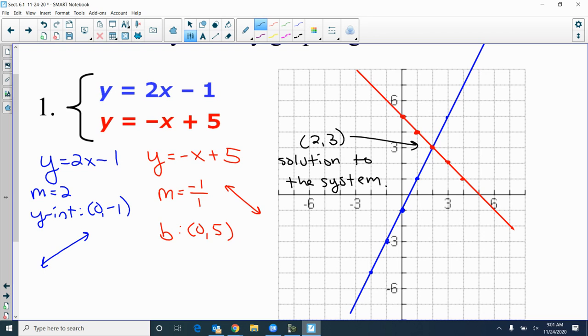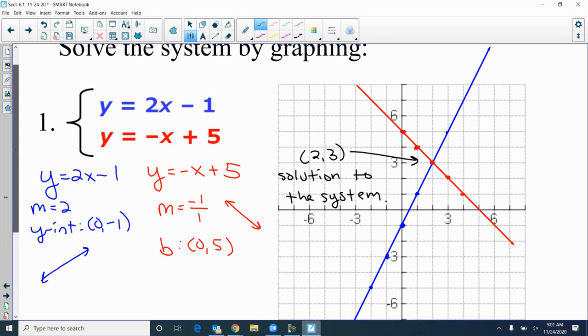Because if you plug in 2 for x, you're going to get y = 3 for both cases. Will any other ordered pair work? No, because there is only one spot that they both hit. Yeah, but we're asking, if those lines continue to go on forever, are they ever going to cross again?